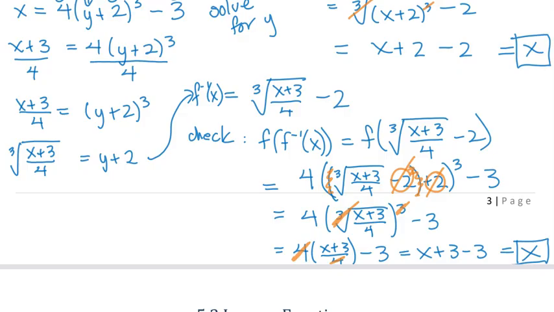Okay, kind of a long one, but that wraps it all up. We now know all the tricks for finding inverses, and basically all of them boil down to switching x and y, right? The input and the output switch. When you're looking at the domain and range of inverse functions, domain and range should also switch. Everything flip-flops. All the inputs and outputs flip-flop.